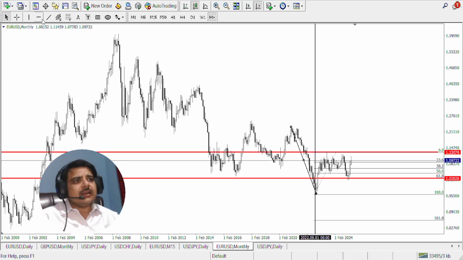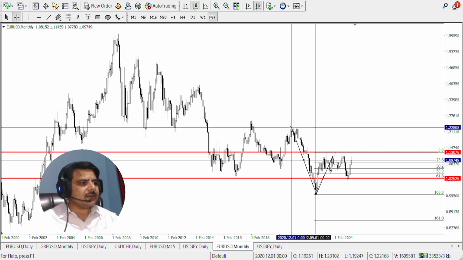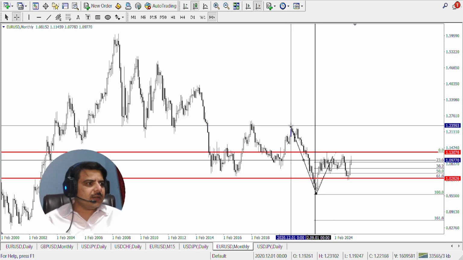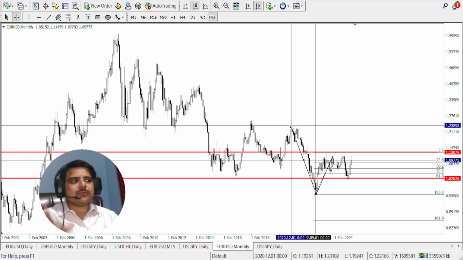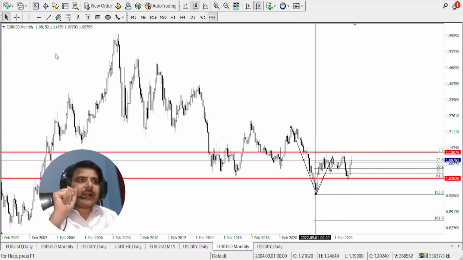So the market behaved very nicely in the past. How many years in the past? 1st of December, 1st of December 2020. So since 2020 till now, so far the market is behaving very nicely, right? Now why I became bullish? Because this was a Fibonacci.